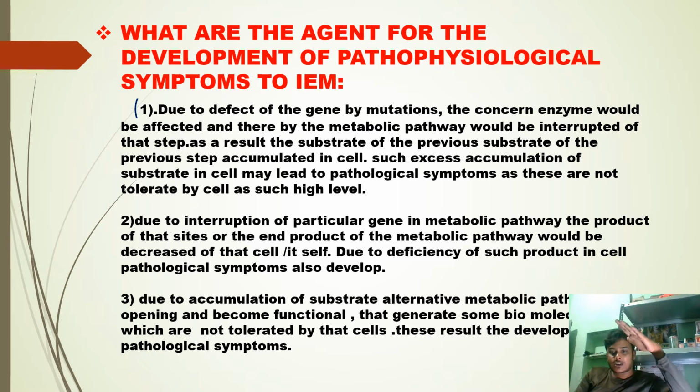Number two, due to interruption in the metabolic pathway, the product of that step or the end product would be decreased, and due to deficiency of such product in the cell, pathological symptoms also develop. Number three, due to accumulation of substrate, an alternative metabolic pathway opens and becomes functional, which generates some biomolecules that are not tolerated by the cell, and this results in pathological symptoms. This is the molecular pathway.